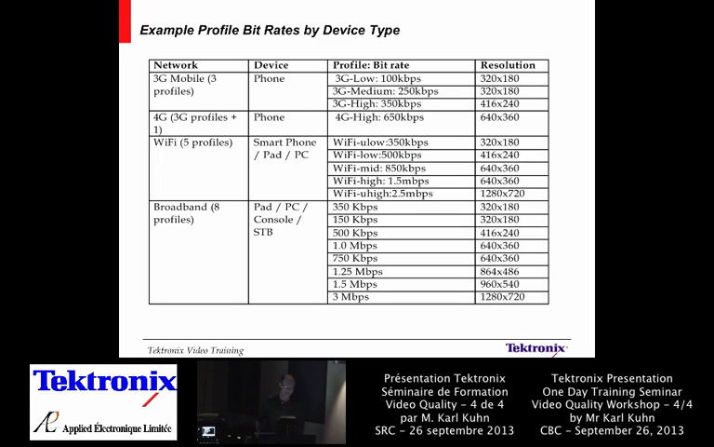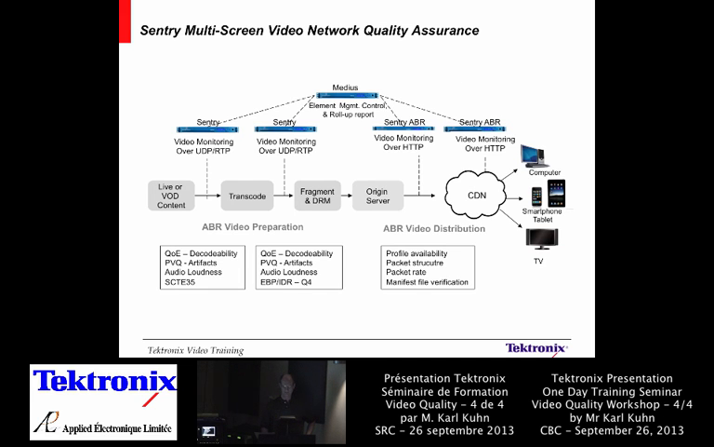So more devices, you can see the 3G phones, the Wi-Fi, the broadband, different profiles. The whole idea is flexibility. Whatever the connection will bear, need to be able to make sure that it makes it in one piece. Here's a block diagram of Sentry, Medius, adaptive bitrate versions of that. So what we're doing here, we're taking live content, and surprise, surprise, there's a transcode. We do fragmenting and digital rights management to an origin server. It goes out to your distributed network for your computer, smartphone, TV.